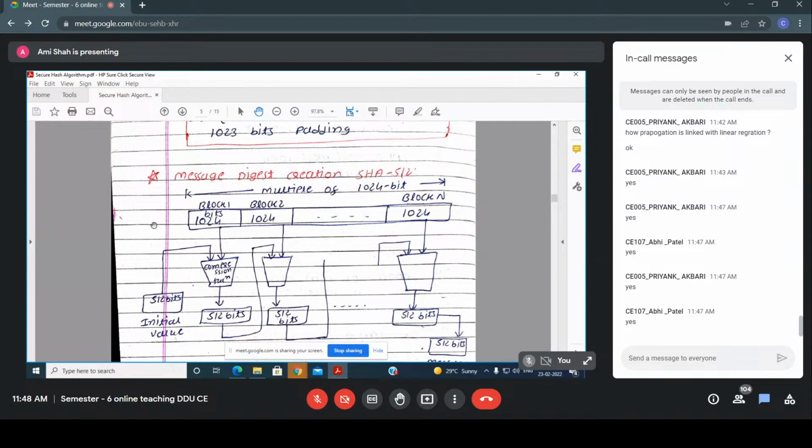So in SHA 512, what happened? Here you can say that there is a message. It is divided into blocks, and each block is 1024 bits. All of you know that. So it's a multiple of 1024 bits, right?